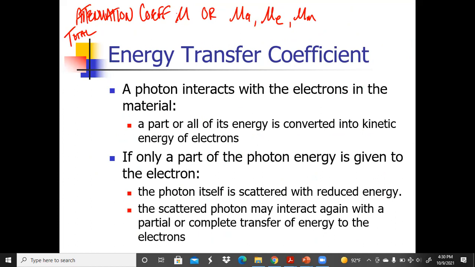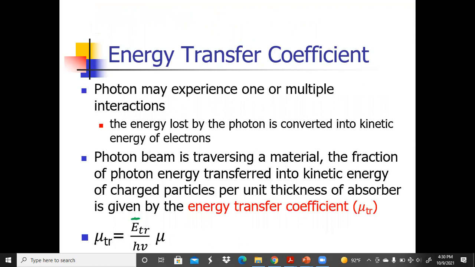So the energy transfer coefficient: we have a photon that interacts with the electrons in the material, and part or all of its energy is going to be converted into kinetic energy of electrons. If only part of the photon energy is given to the electron, the photon itself is scattered with reduced energy, and the scattered photon may interact again with partial or complete transfer of energy to the electrons. Photons may experience one or multiple interactions. The energy lost by the photon is converted into kinetic energy of the electrons.